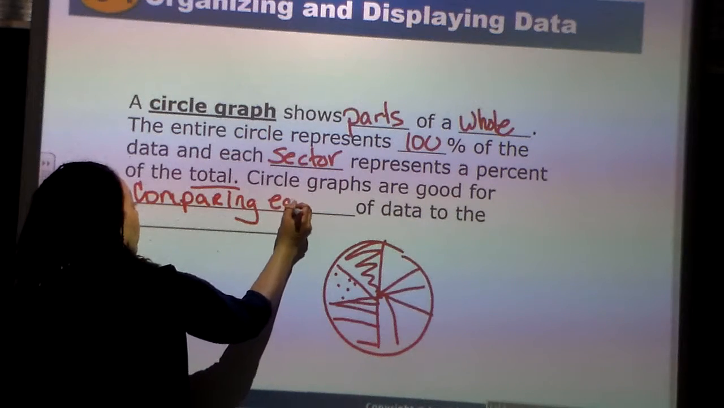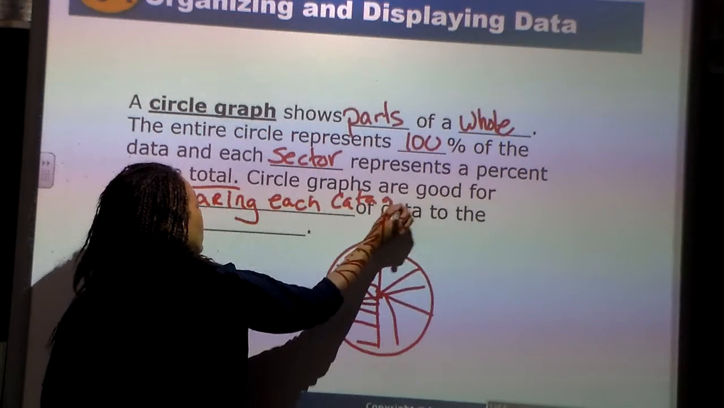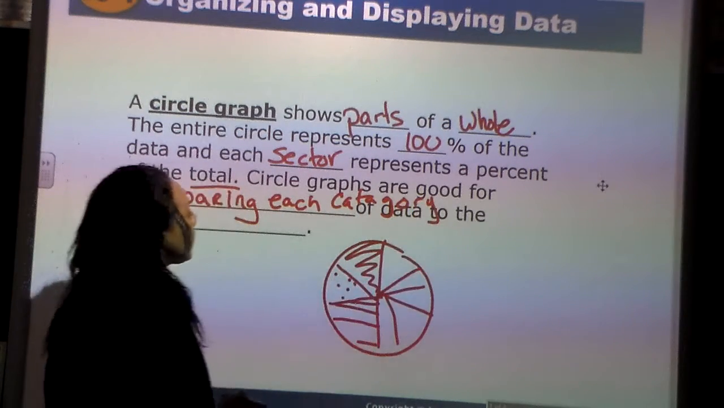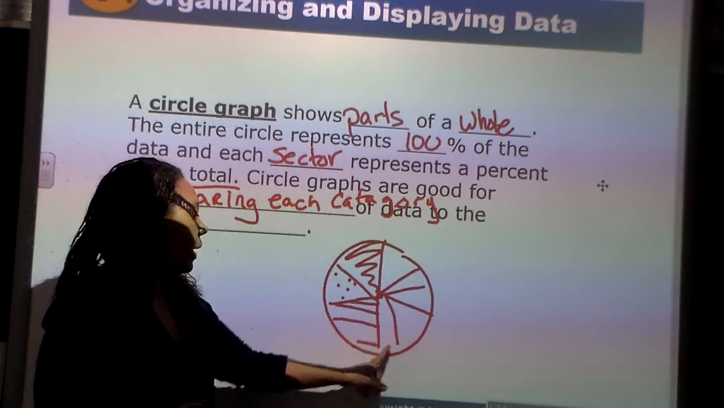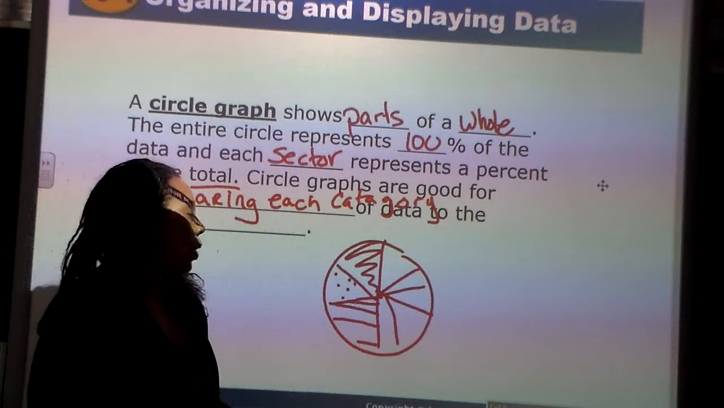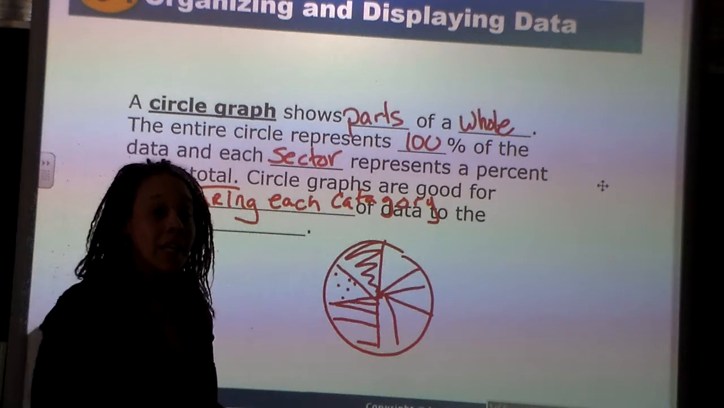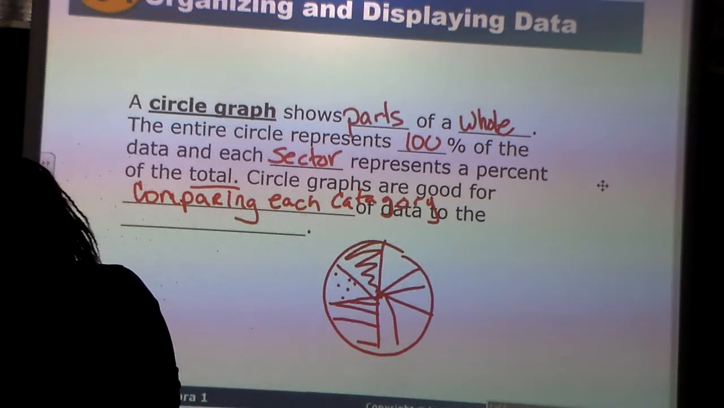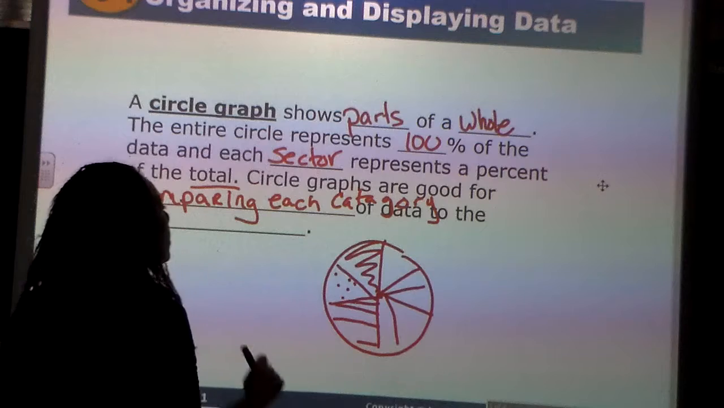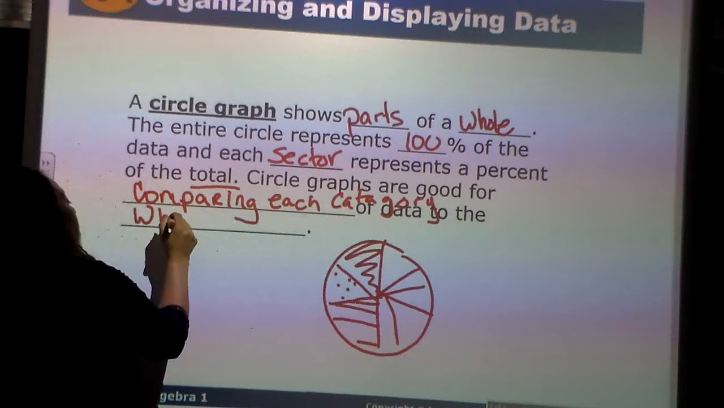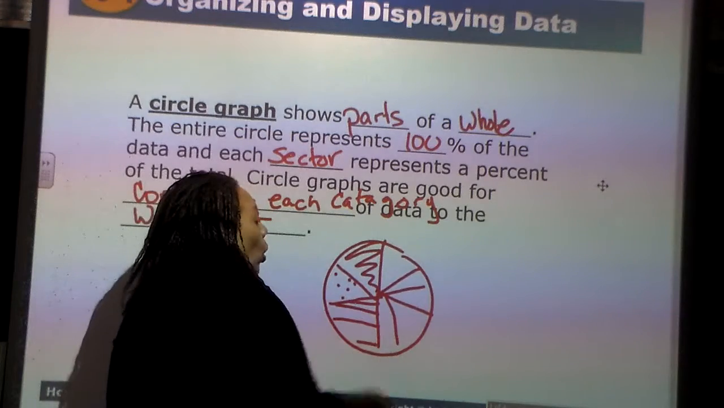Circle graphs are good for comparing each category. Sorry, I wrote pretty long on that. I don't know if I gave you enough space. Comparing each category. And when you compare, you can kind of visually see if one part is larger than another part. You can pick that up very easily without having to look at the numbers. So comparing each category of data to the whole set. So how does it compare not only to each other, but in comparison to the whole?